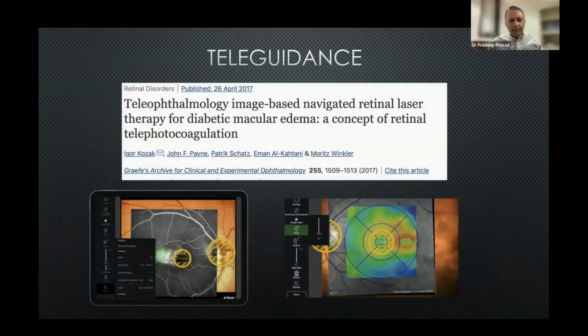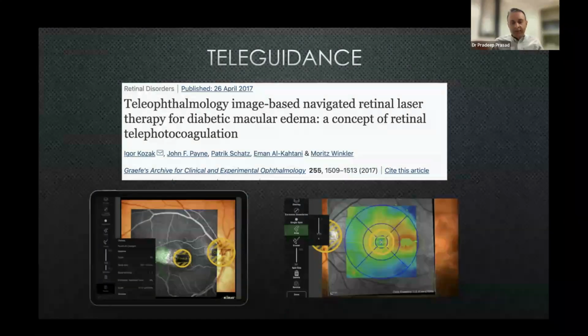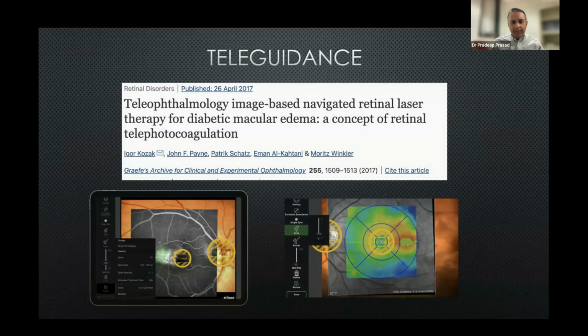So now I want to switch gears a little bit and talk about teleguidance. Teleguidance isn't really that new of a concept. Back in 2017, Igor Kozak and colleagues described the use of the Navigate app, where they were located in the United States and were using it to provide teleguidance for treatments that were happening at King Khalid Hospital in Riyadh. They had a shared platform where images, fundus photos, OCTs, et cetera, could be uploaded onto the app, and then they could provide their recommendation for how to administer treatment.